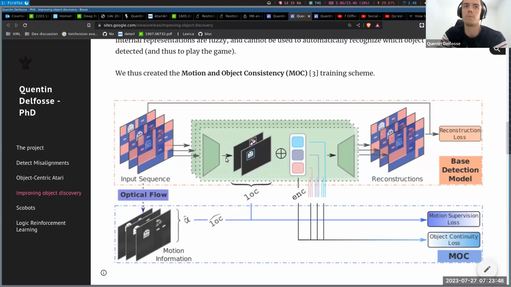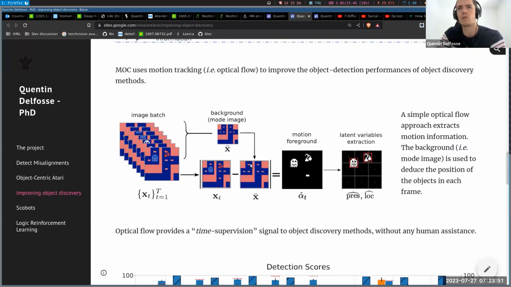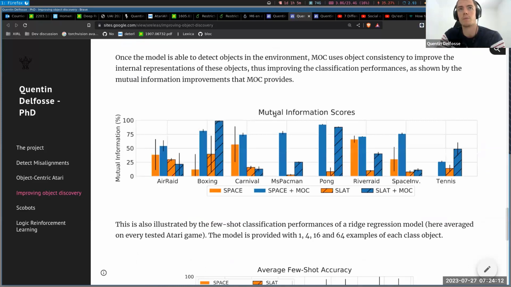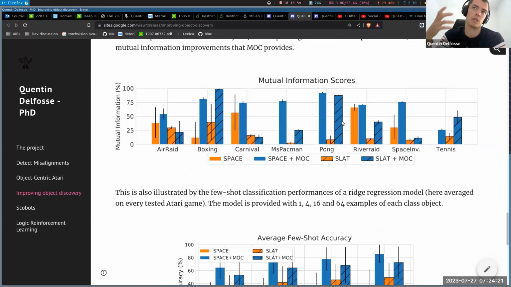That's a bit outside of the scope, but we showed that by using very, very simple optical flow, we were able to detect objects in both methods. We were able to boost the performances of our SPACE baseline and the slot attention baseline. And using this method, we're able to learn faster. We are able to have better detections, and also better mutual information. So we're able to easily classify objects after we've discovered them, because we use a contrastive loss basically to distinguish between the different object types that you have.